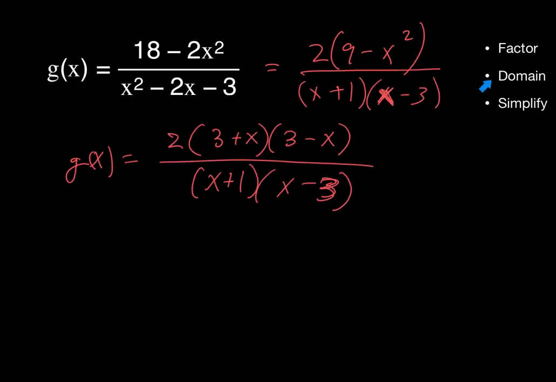For my domain, I don't have square roots. All I'm worried about here, again, is fraction, cannot have 0 in the denominator. X cannot be -1. X cannot be 3. If x were 3, I'd have 3 minus 3. That's 0. 0 times something is 0. 0 in the denominator, undefined. X cannot be -1. If it did, -1 plus 1 is 0. 0 times anything is 0.